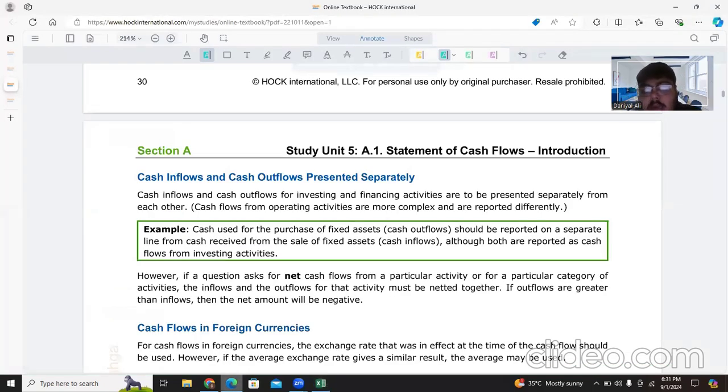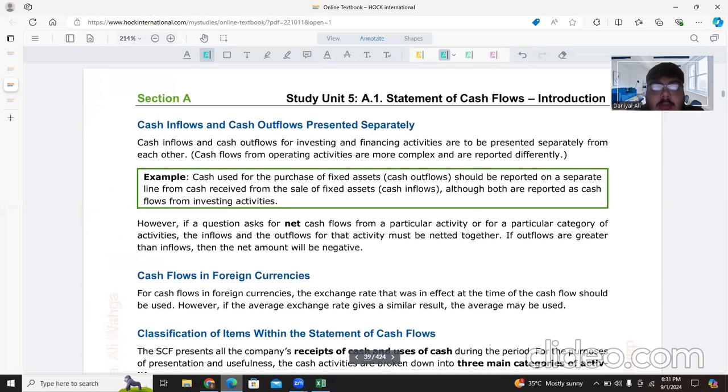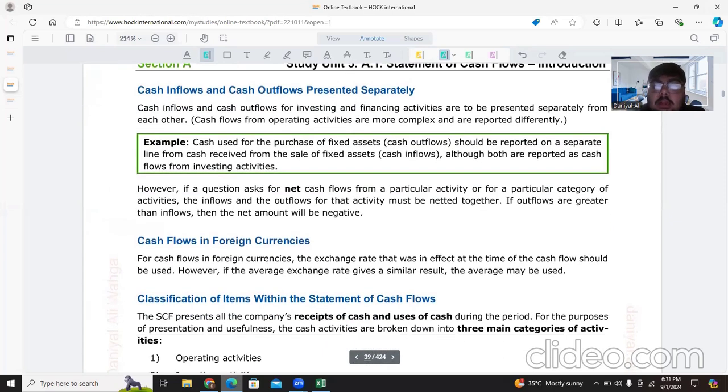Cash flow in foreign currencies. It explains that for a cash flow in foreign currencies, the exchange rate in effect at the time of the cash flows should be used. However, if the average exchange rate gives a similar result, the average may be used. So your standard is saying you can use an average rate. The average rate is very important and helps to get a weighted average amount.